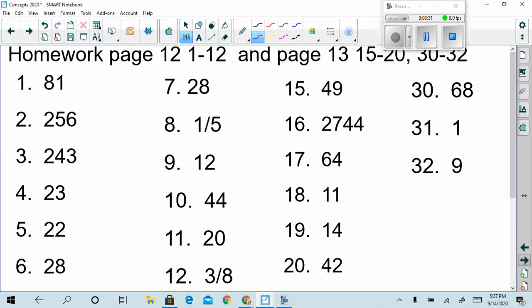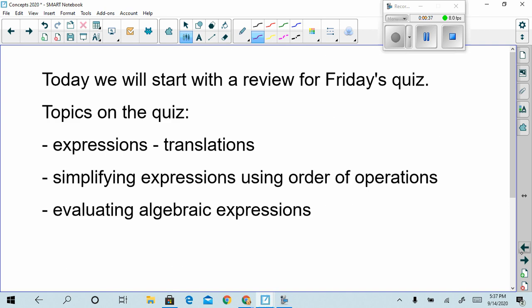The second thing I want to accomplish today is to review for Friday's quiz. It's our first quiz of the marking period, and I'd like to go over those couple of topics. We're going to have the following on the quiz: expressions, the verbal, numeric and algebraic, and translations, simplifying using order of operations and the left to right rule, and evaluating the algebraic expressions when you're substituting in values and simplifying.